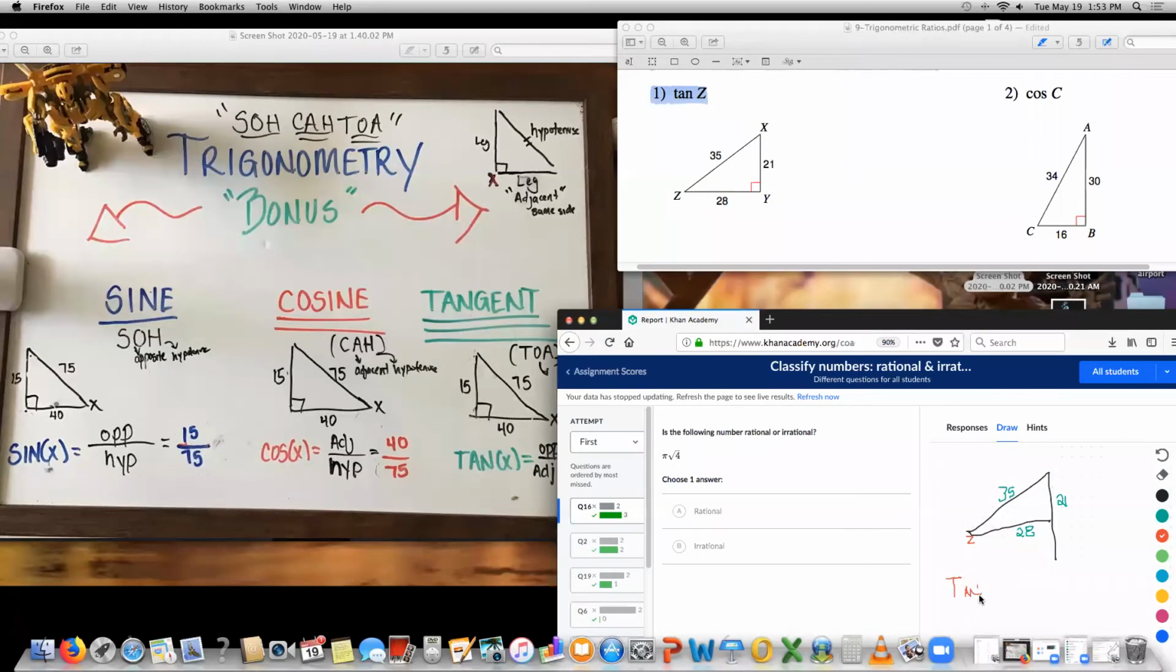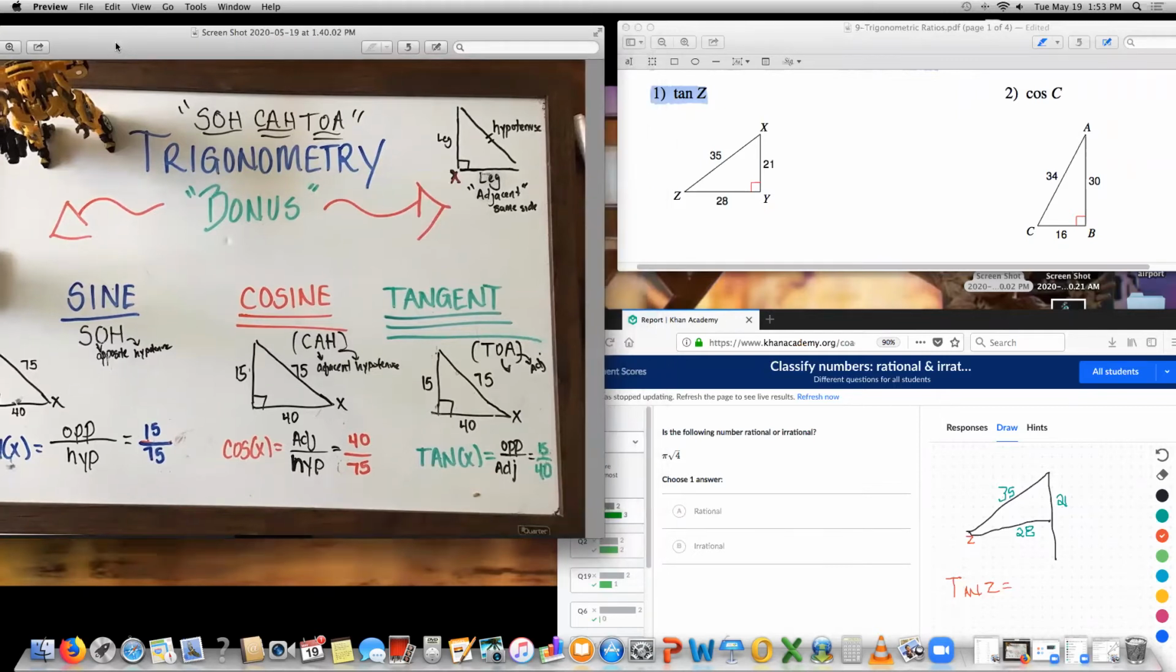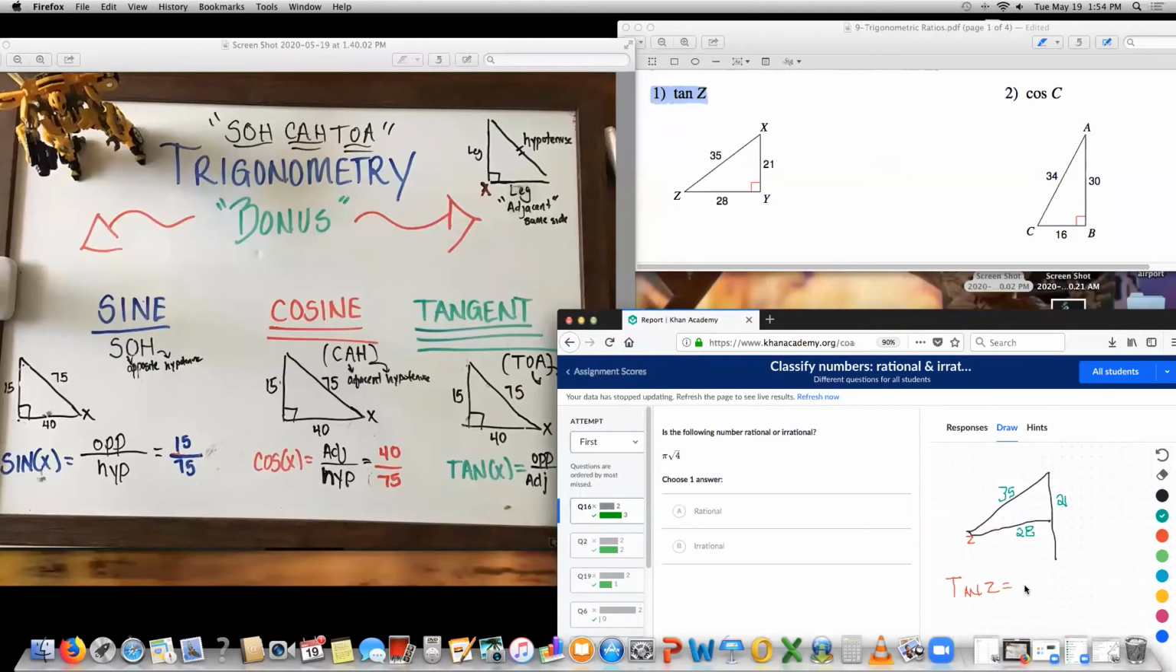Anybody? What would have to be tangent? Remember our tangent: tangent of Z is the opposite over the adjacent. So if I'm looking at Z, what's opposite of Z? 21 is opposite of Z. And then what's adjacent to Z? 35 is our hypotenuse, remember? Let me go ahead and put in 28.